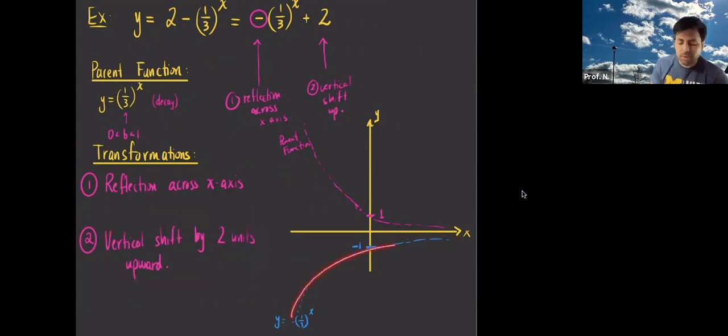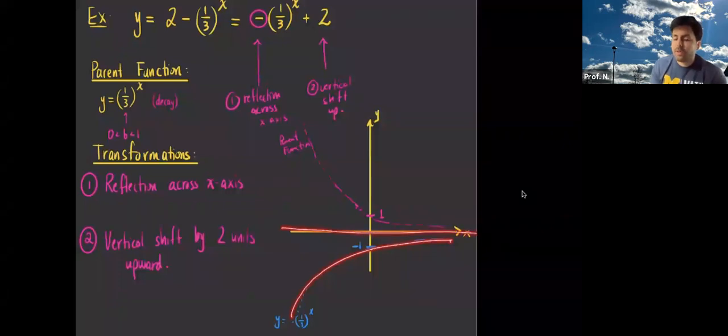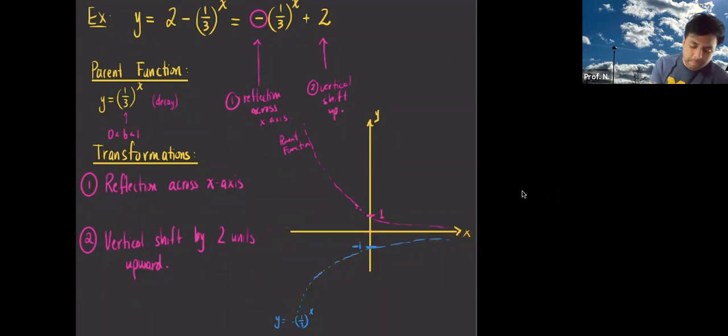And not only do I move the graph itself by 2 units, I have to move the horizontal asymptote by 2 units. So if my horizontal asymptote of my parent function was y equals 0, if I move it up by 2, now this is my new horizontal asymptote, y equals 2. And if my y-intercept was at -1, if I move 2 units up, now it's going to be at 1. So then I'm going to have something that looks like this.